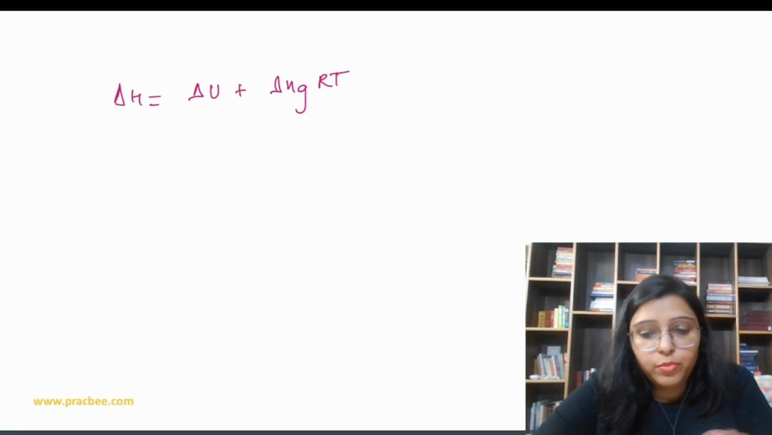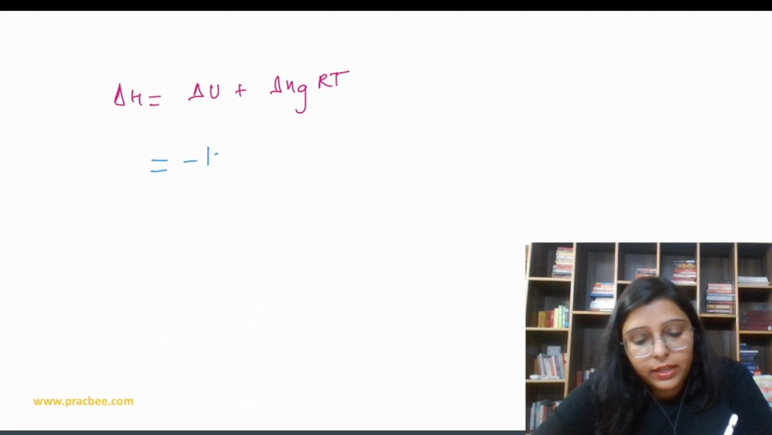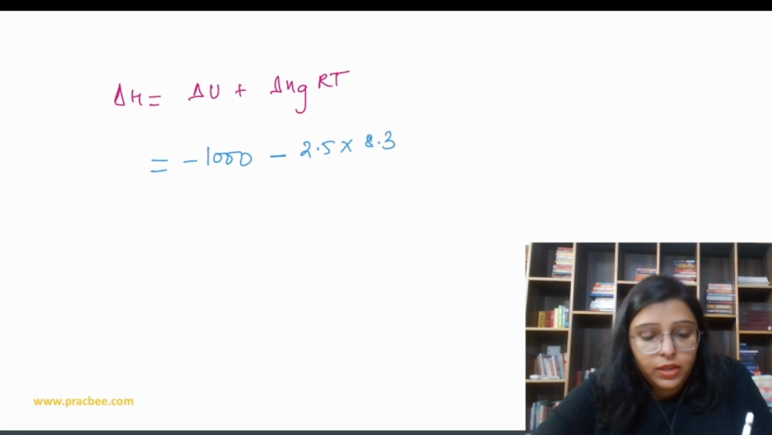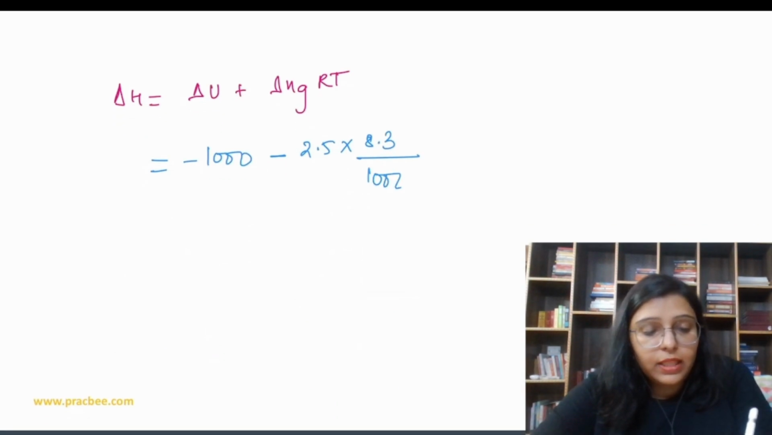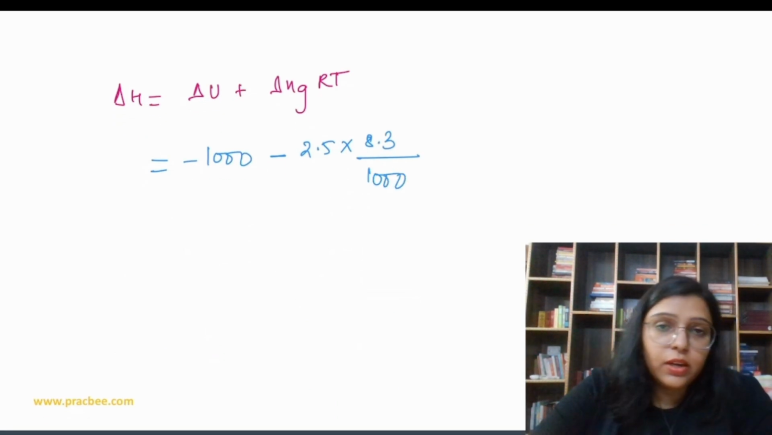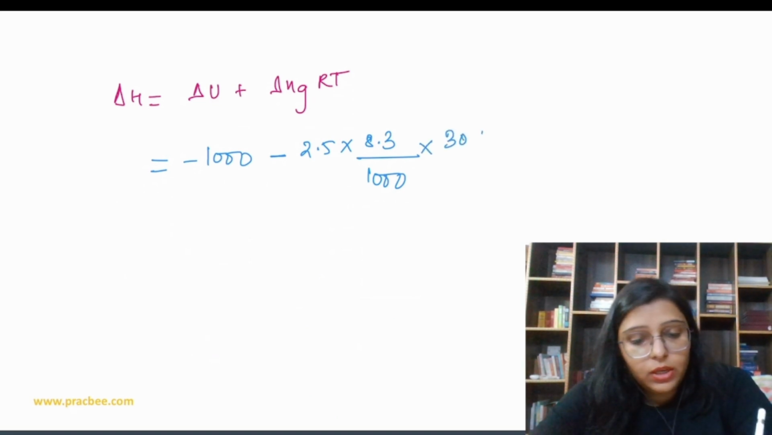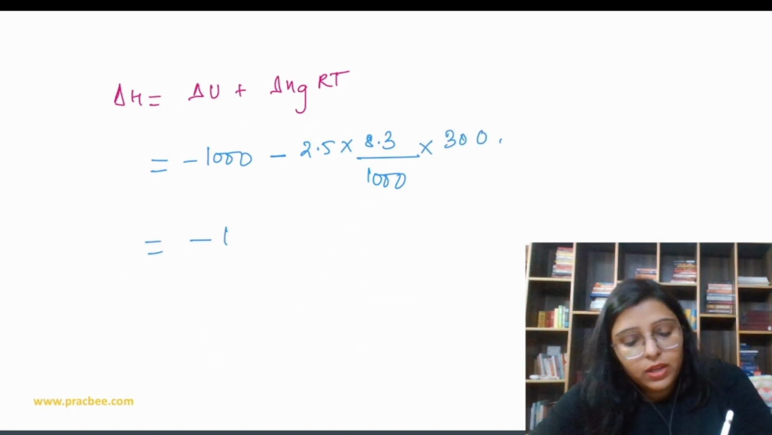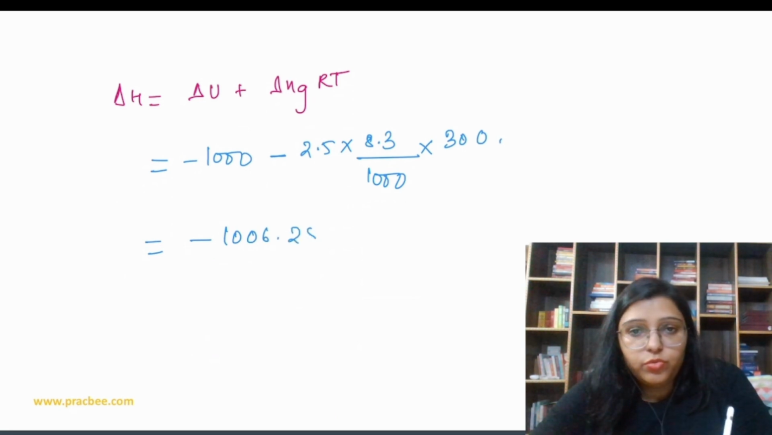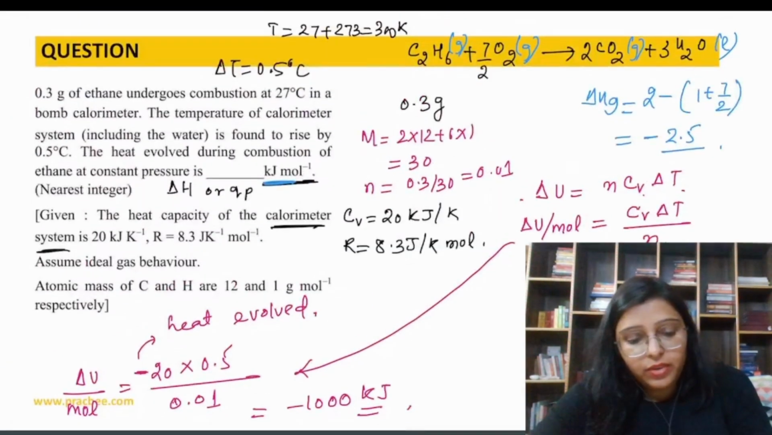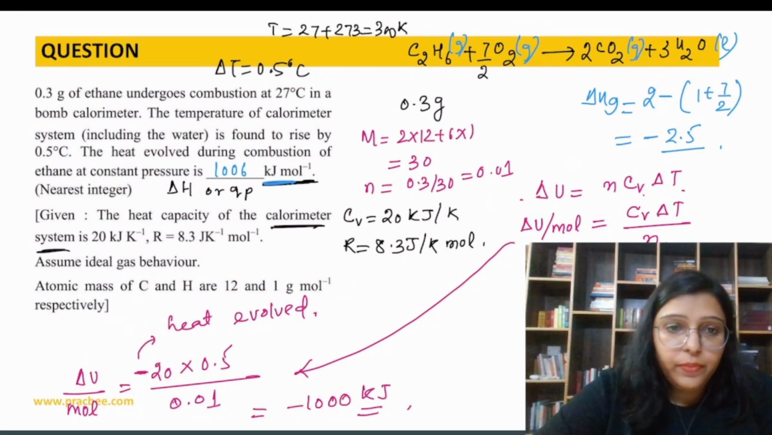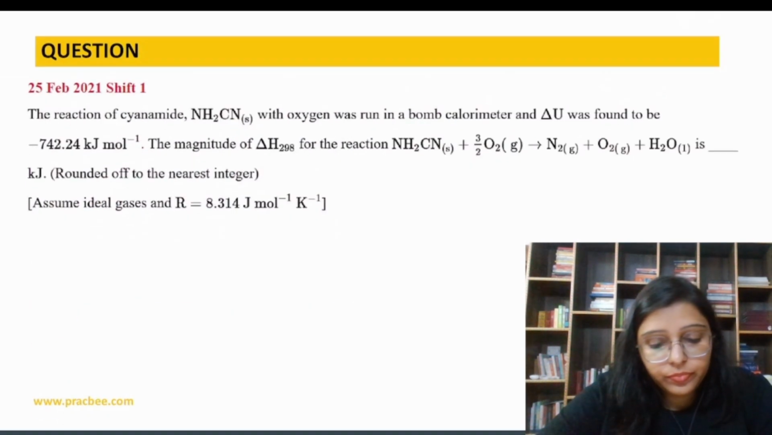So you just have to put everything over here. Delta U is minus 1000, delta nG is minus 2.5, R is 8.3. We have to find it in kilojoule, so 8.3 divided by 1000, so we convert the R value into kilojoule, into 300. On solving we get 1006.25. We have to report the nearest integer, so we write 1006. Okay, now let's do the next question.